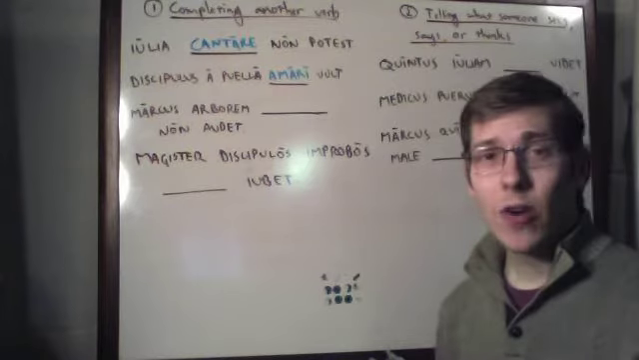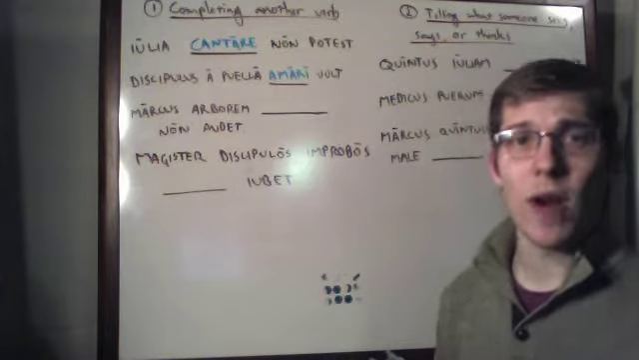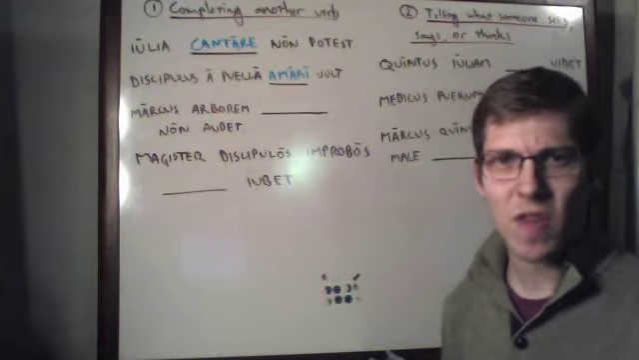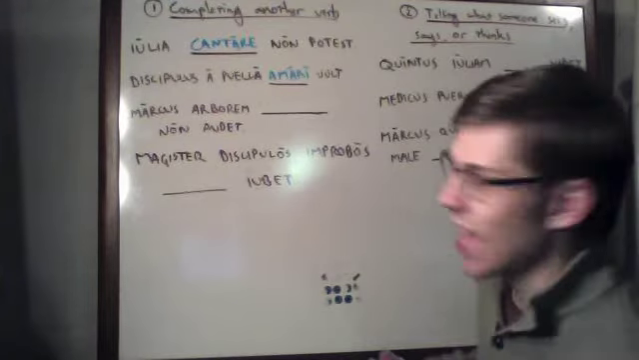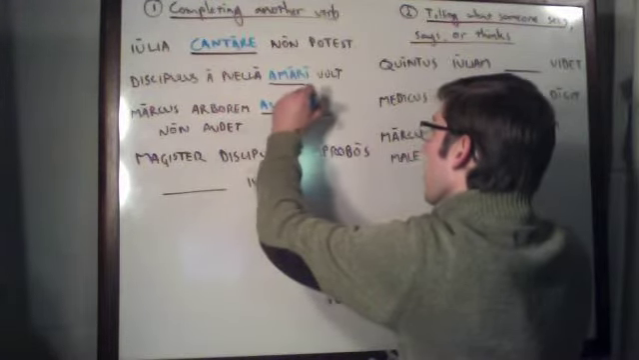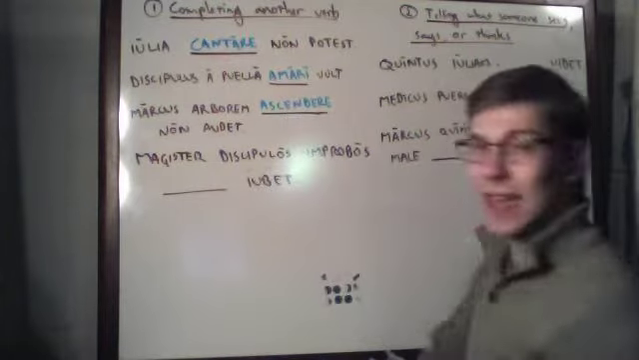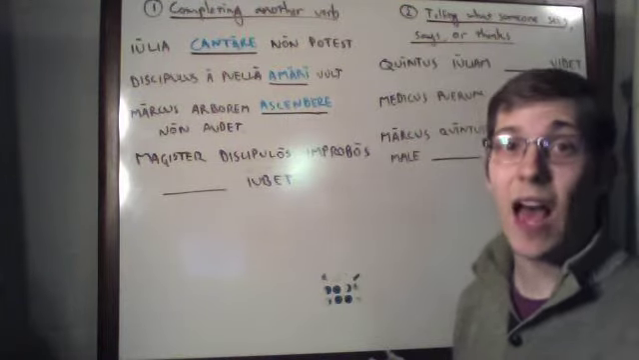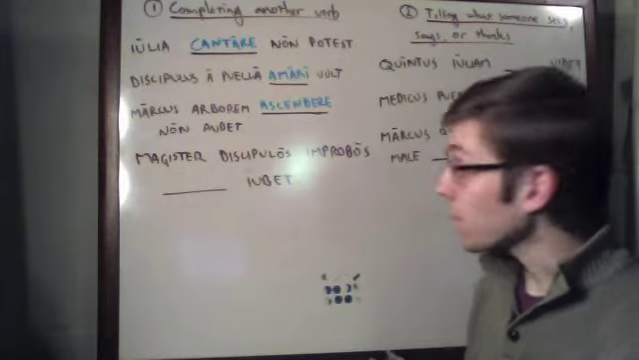Next up, Marcus arborem blank non audet. He doesn't dare to. He doesn't take his chances to do what? Ascendere arborem. Ascendere. Again, the infinitive there, because he does not dare to climb it.